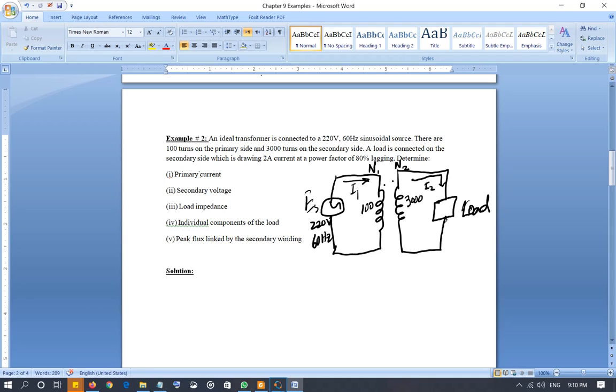We are required to calculate primary current I1, secondary current I2, impedance of the load Z, individual components of the load, that is R and L since the load is inductive, and the peak flux linked by the secondary winding. It's going to be the same as peak flux linked by the primary winding, because again we are assuming it's an ideal transformer. So let's go ahead and solve it.